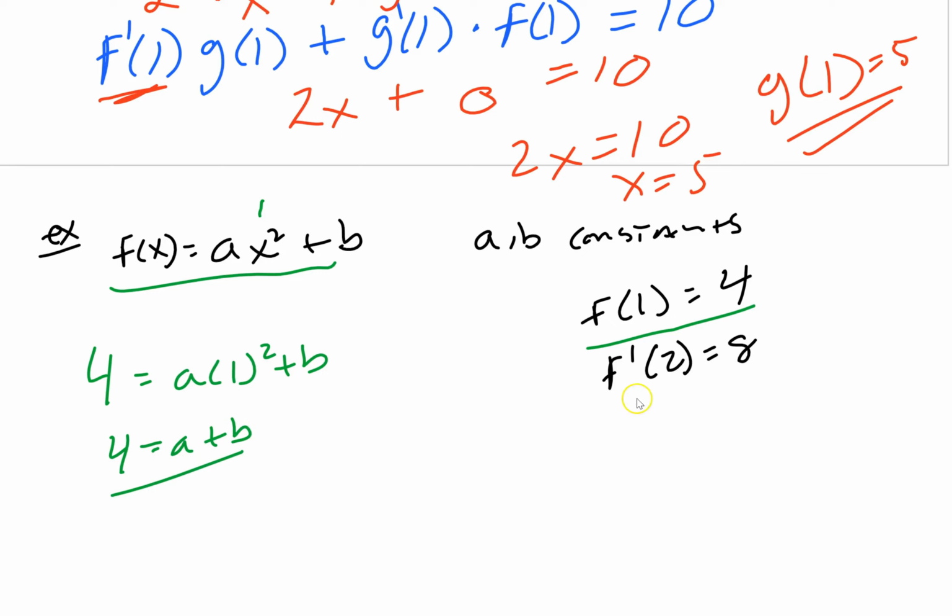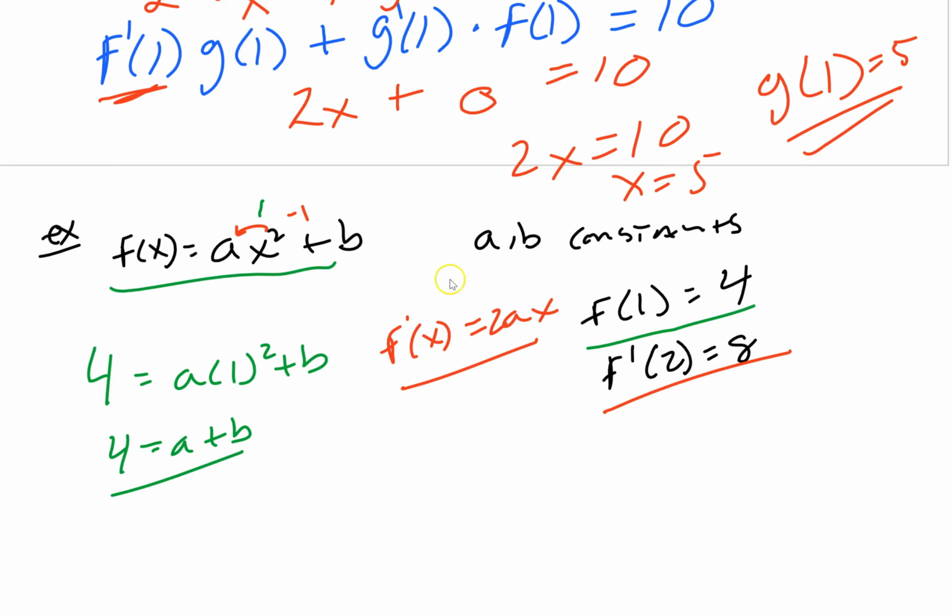f prime of 2 equals 8. So I've got to take a derivative of this. Remember, when these are constants, you treat it like normal. So the derivative of this is going to be, bring the 2 down, subtract 1 off, so 2ax. Over here, b, this goes away. It's a constant. So my derivative is that.